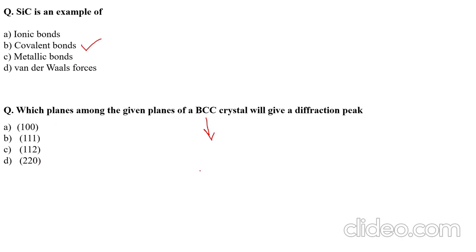So for a BCC, we always know there is a general rule which says that h plus k plus l is even, right? So based on this rule, you have to identify which of these planes will be among the planes for the BCC crystal. So first is 100. The addition of the three is 1, right? So it is not a BCC plane, right?